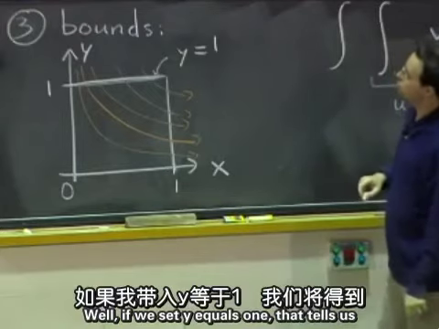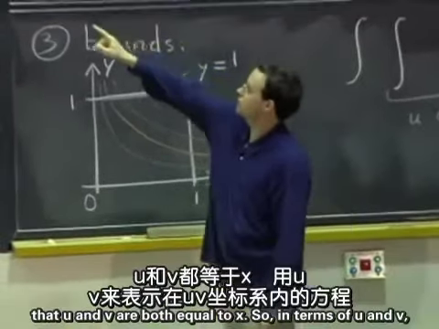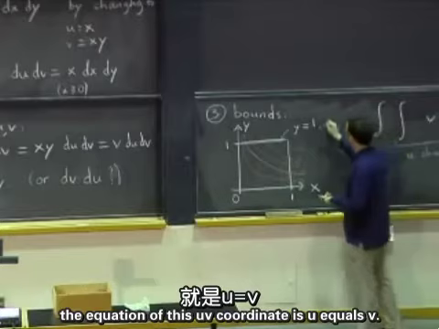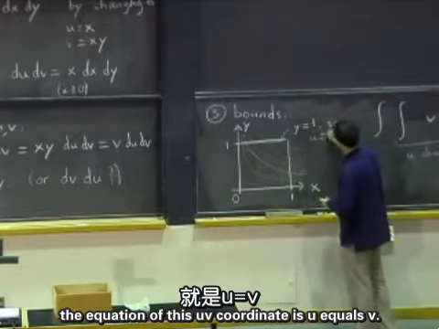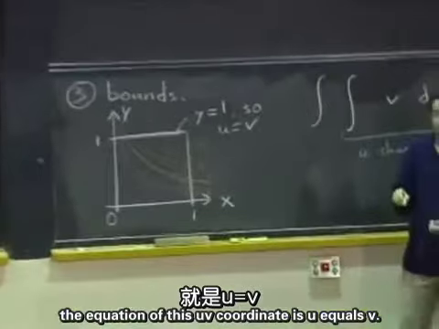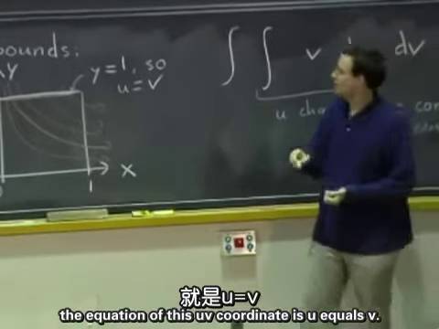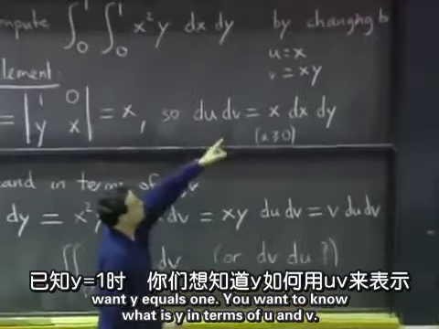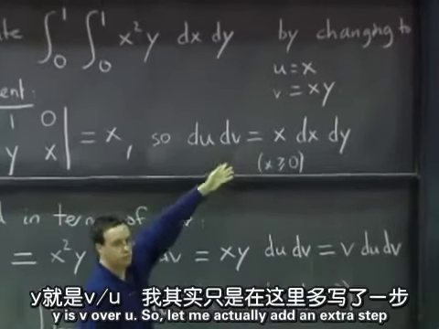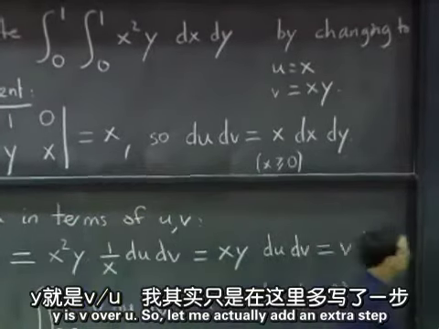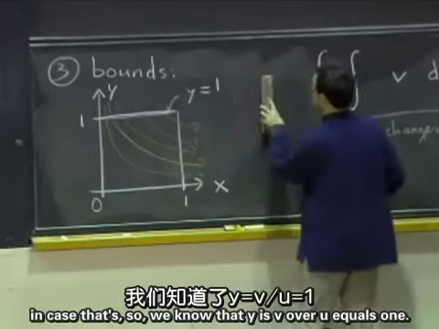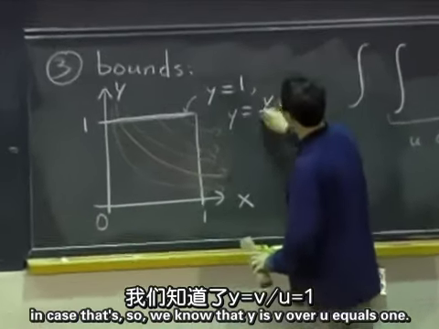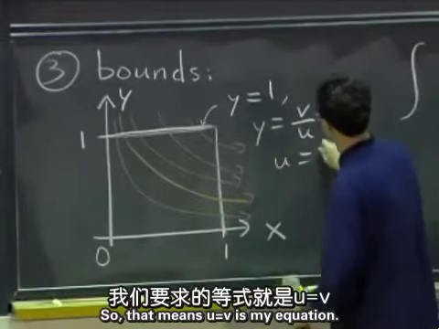Well, if we set y equals 1, that tells us that u and v are both equal to x. So in terms of u and v, the equation of this in uv coordinates is u equals v. Okay? I mean, the other way to do it is say that you know you want y equals 1. You want to know what is y in terms of u and v. Well, it's easy. y is v over u. So let me actually add an extra step. We know that y is v over u equals 1, so that means u equals v is my equation.